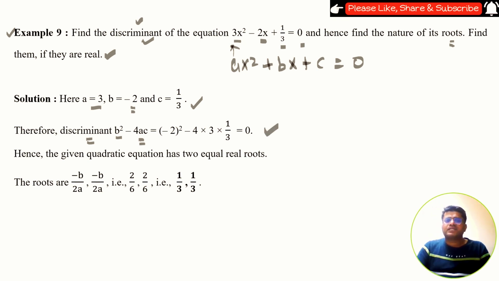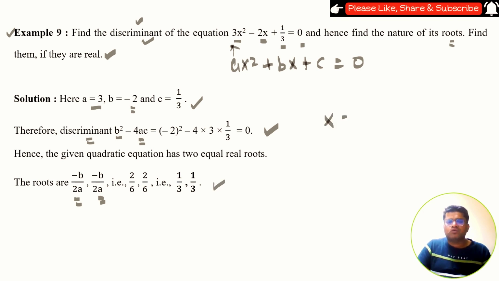And in this case, if the discriminant is equal to 0, what about the nature of these roots? These roots are equal and real. It means we find two equal real roots. Then these two equal real roots will be minus b by 2a, minus b by 2a.